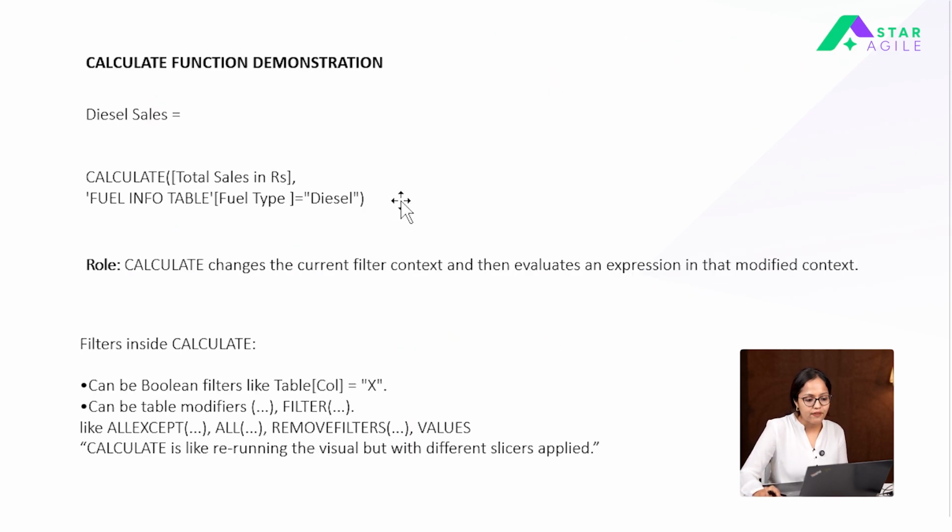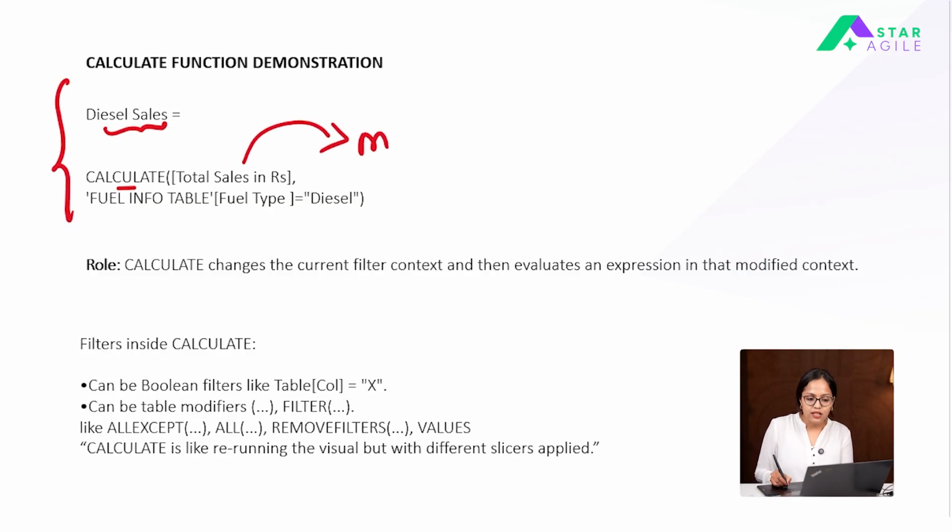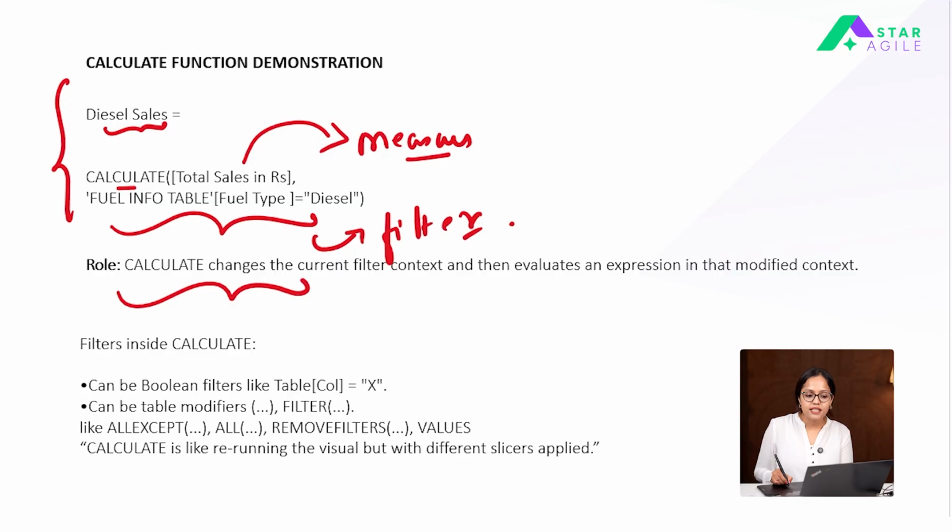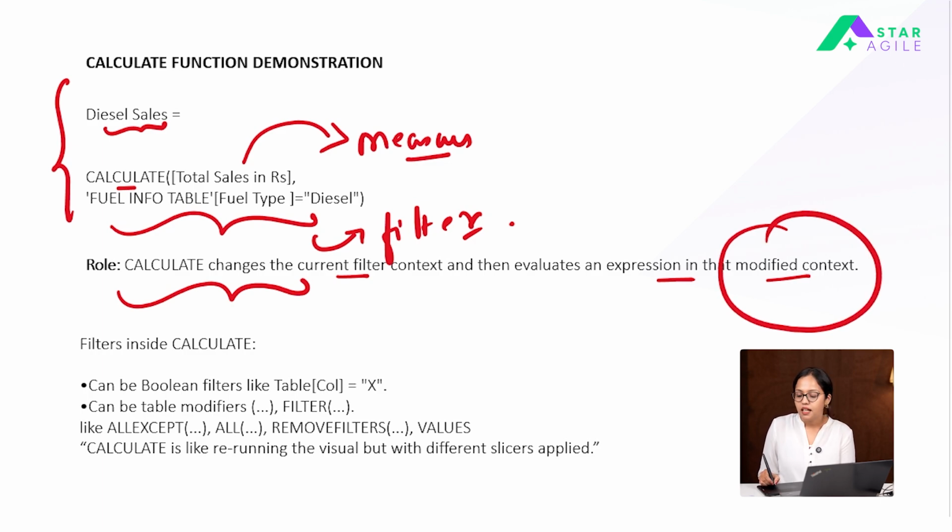Let us just have a look at this PPT. What you have here is a sales measure that has been calculated just for diesel. So I am using the calculate function where I am providing a measure, or the expression that I want to calculate, and here I am providing the filter operation. Which is why you say calculate changes the current filter context and then evaluates the expression based on the modified context. In order to understand this better, let's dive into the dashboard.